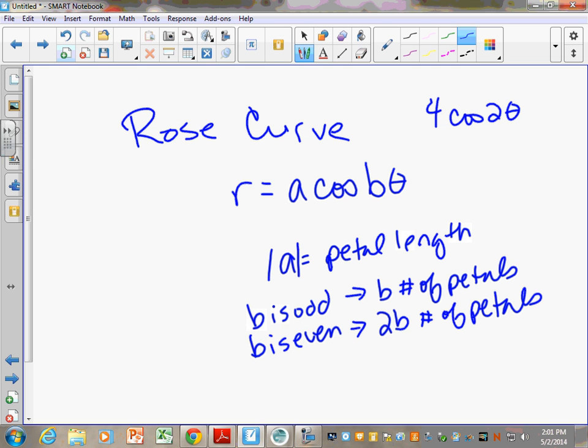Does that make sense? If it was an odd one, like let's say 4 cosine of 5 theta, you could figure this out. I wouldn't make you graph one with 5 petals, but you would know 5 petals, a length of 4, and because it's cosine, when you start at 0 it's going to have a petal on the x-axis. But if it was sine of 5 theta, then when you plug in pi halves, that's going to get you up to 5 or something, right?